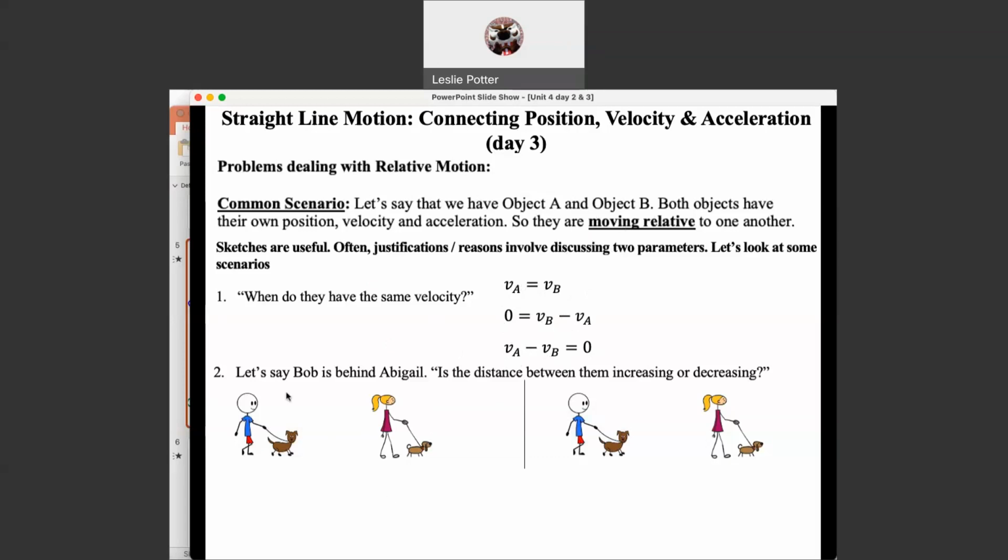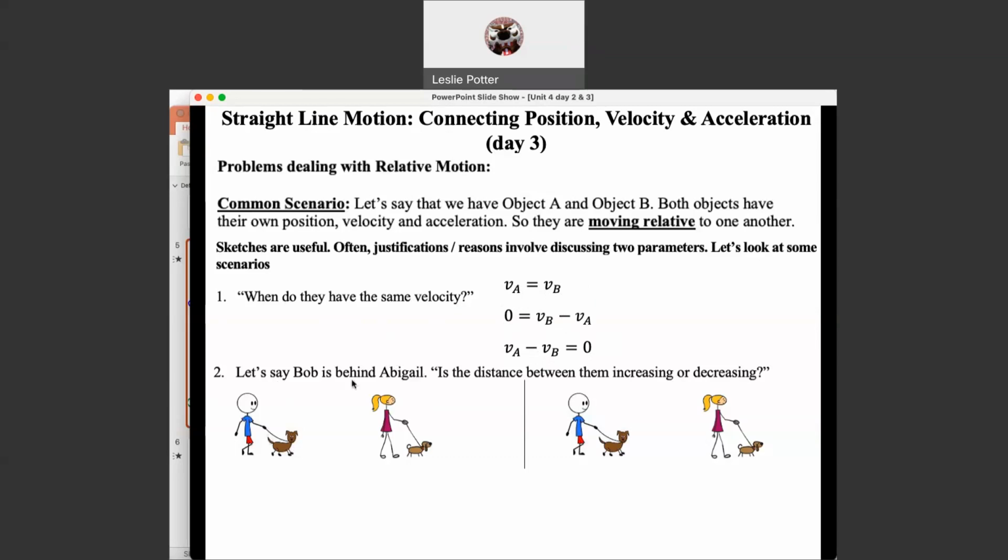Okay, let's look at some scenarios here. Increasing and decreasing distance. That's another really common question. When is their distance increasing and when is their distance decreasing? Before we get into that, often we can use these expressions as justifications. So when do they have the same velocity? You could say something like, they have the same velocity when time is equal to 2 seconds because VA equals VB, or because the difference in their velocities equals 0. So these become justifications, which is kind of nice too. It's just reinforcing the math.